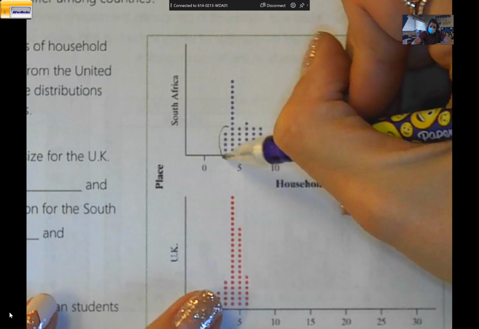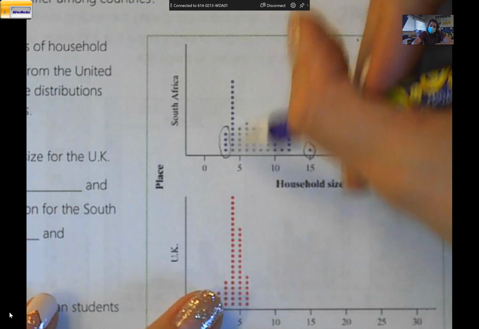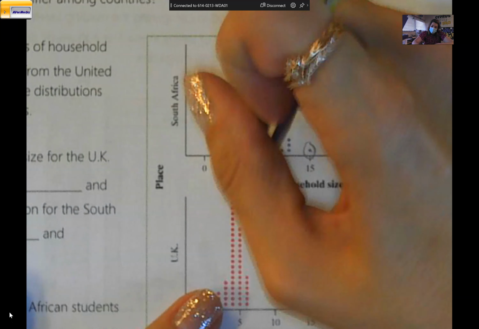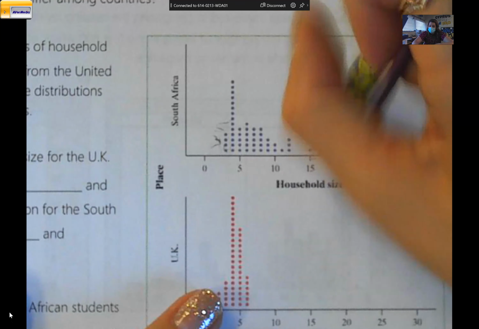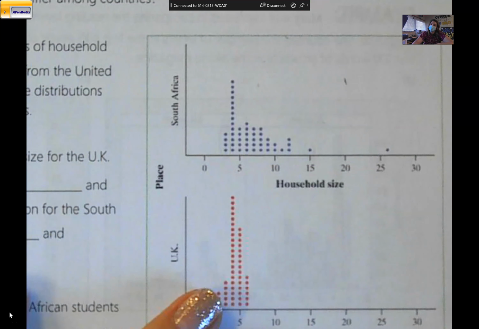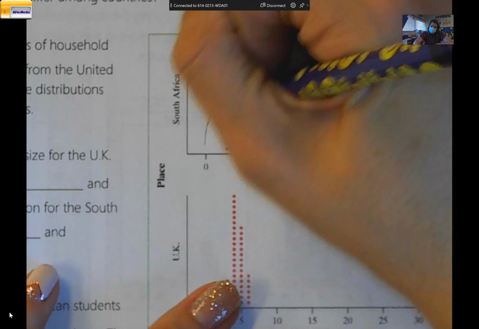This bar here, or this set, tells me 4 students have 3 people living in their house. Is that making sense, what's happening here? Was that a yes? Okay. So let's look at shape. Shape for South Africa. What are you guys thinking the shape of this distribution is? Right skewed. He is right skewed.